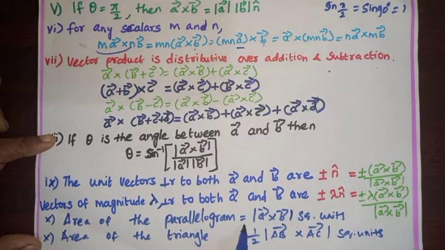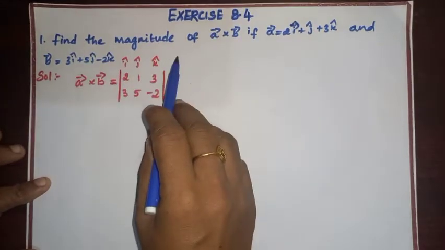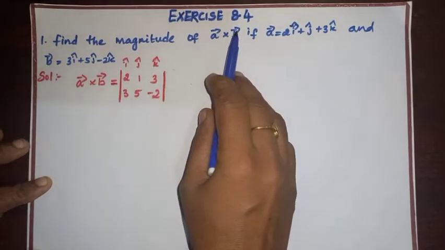Area of the parallelogram is equal to the magnitude of vector A cross vector B square units. Area of the triangle is equal to half into the magnitude of vector AB cross vector AC square units. Now we are going to see exercise 8.4.